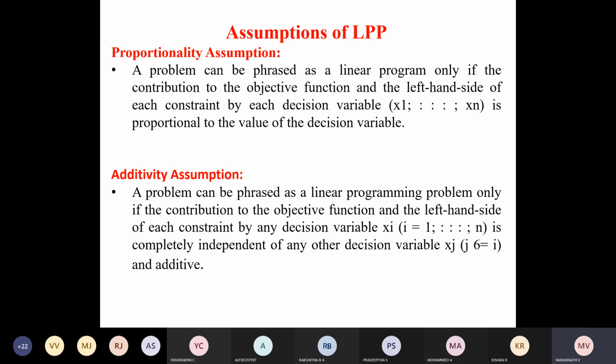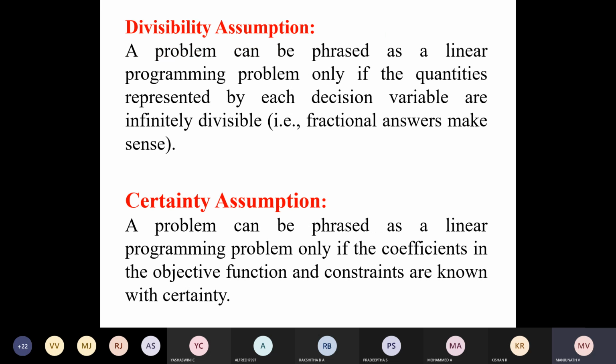See, the whole LPP deals with what is called a linear system of equations. Linear system of equations addresses the change in proportion. There is a proportional change between X and Y. Based on that proportion, as the X changes, Y changes, and as the Y changes, X also changes.